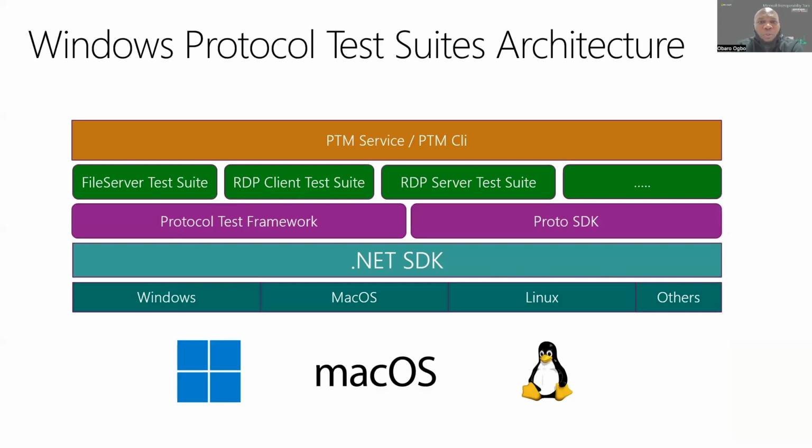The Windows Protocol Test Suite's architecture. Currently, the Windows Protocol Test Suites are cross-platform. They run on Windows, Mac OS, Linux, and any other operating system that .NET 8 can run on. So the test suites are built on .NET 8, and since .NET 8 is cross-platform compatible, the test suites are cross-platform compatible. The test suites are built on Protocol Test Framework and the Proto SDK, and each of the test suites is built on its own implementation, built on the same foundations.